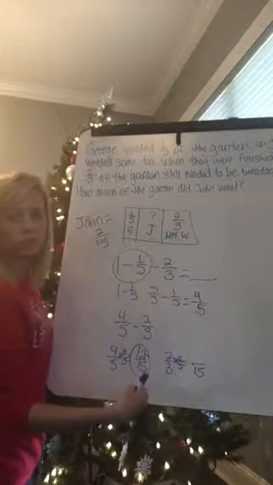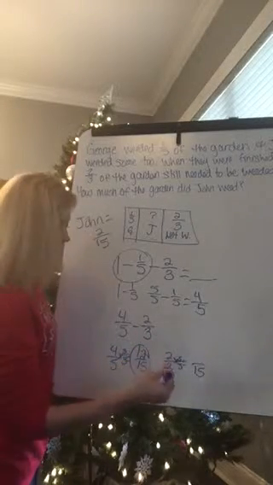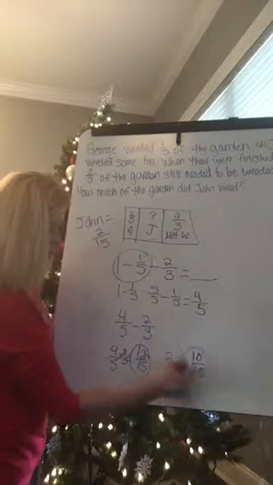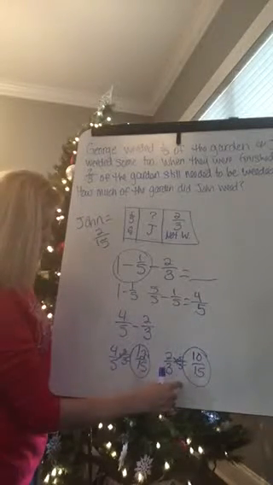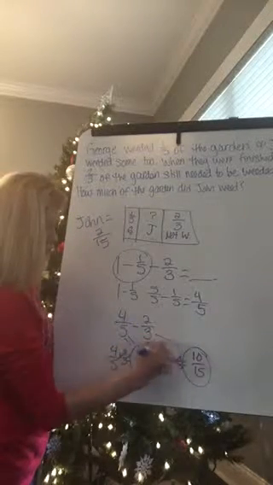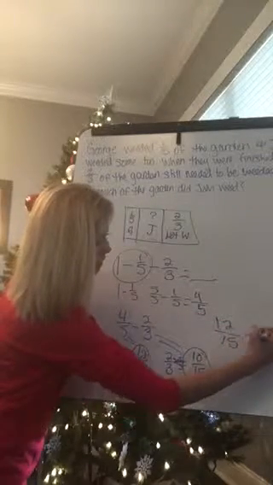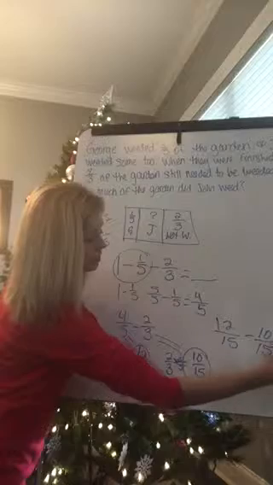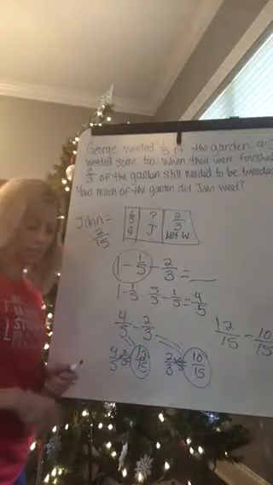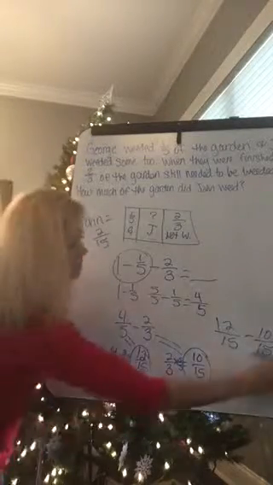Because remember, whatever we do to the denominator, we also have to do to the numerator to keep them equivalent and equal. So 3 times 5 is 15. 2 times 5 is 10. So now I have 12/15ths and 10/15ths. Remember, 12/15ths was my 4/5 minus my 2/3, which is 10/15ths. So 12/15ths minus 10/15ths, what am I left with? 2/15ths.